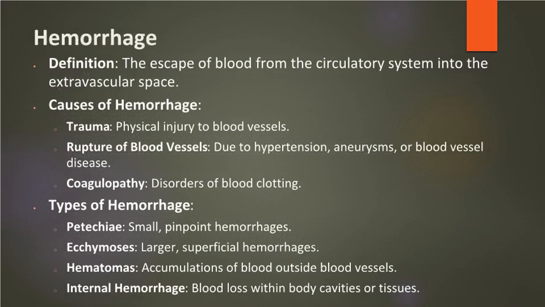Hemorrhage refers to the escape of blood from vessels into surrounding tissues or spaces. It may occur due to trauma, damaging vessel integrity; rupture, often caused by hypertension or aneurysms; coagulopathy, where clotting mechanisms fail. Hemorrhages can be classified by size: petechiae, pinpoint bleeds; ecchymoses, larger bruises; hematomas, localized blood pools. We'll also discuss the implications of internal hemorrhages, such as in body cavities, which can be life-threatening.